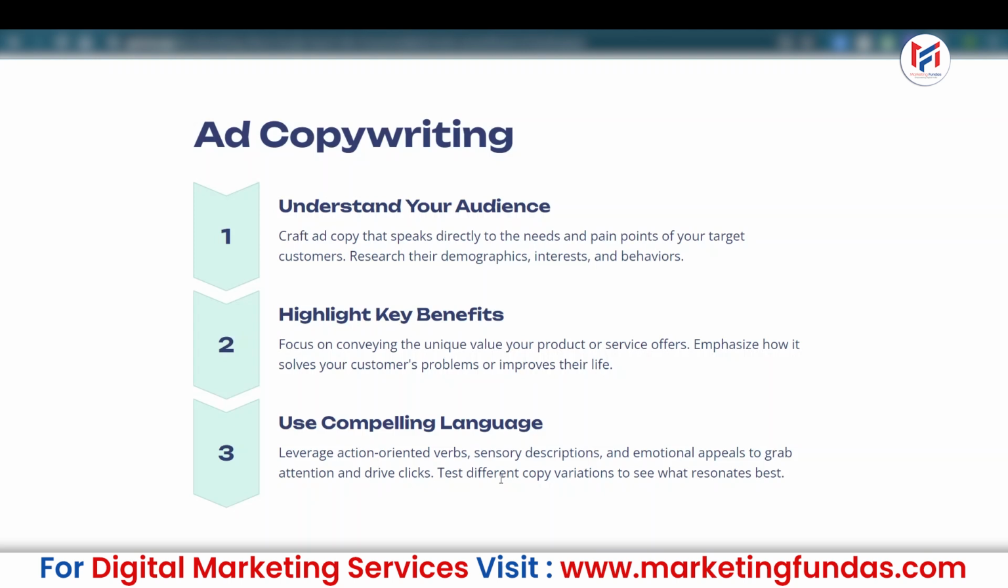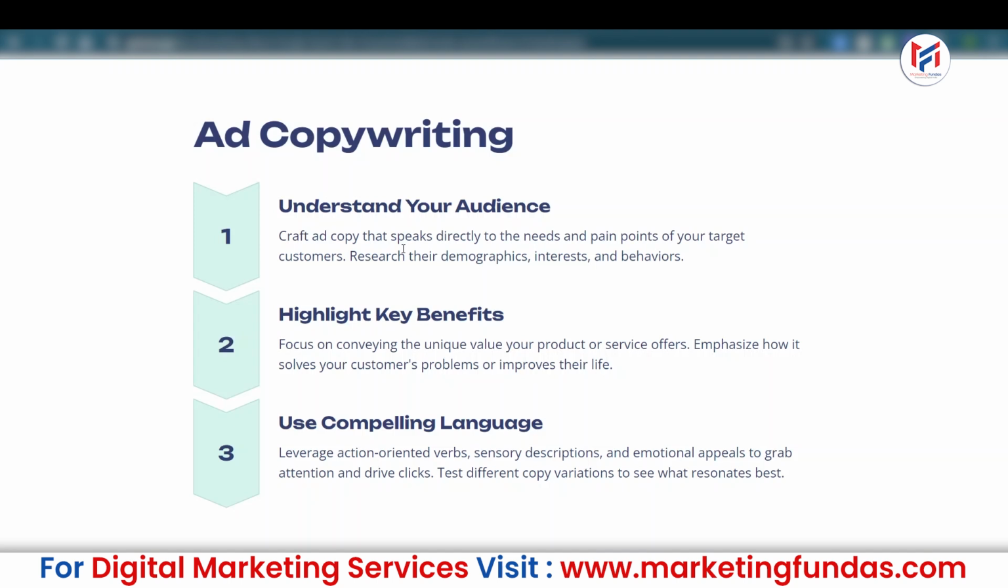Now test different copy variations to see what resonates best. Obviously, you will not get the best one in your first try. You need to try multiple times. You need to create multiple ad copies and test all those ad copies and get the best one, like which one is working best. Even Google also provides you this option to try multiple ad copies, multiple headlines, multiple descriptions, and Google tests all those headlines and descriptions in different formats and helps you to get the best one which is performing good, right?